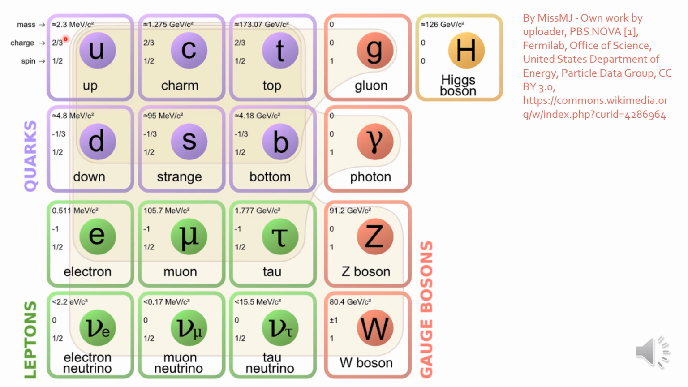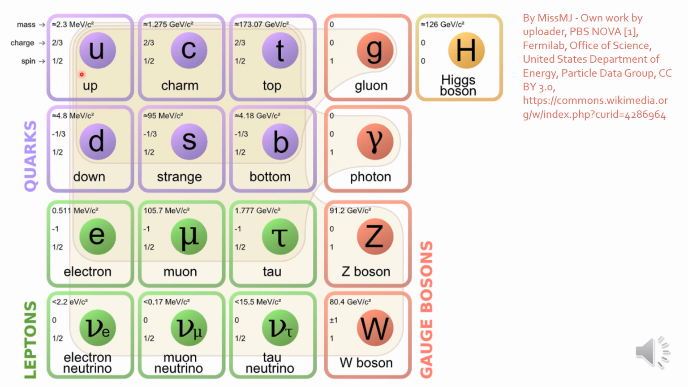Then we have our charge. This is just like protons and neutrons. They have charge. Well, a neutron doesn't, it's neutral, but the charge here we can see for the up quark is plus 2/3, and for the down quark it's minus 1/3. Now spin is something slightly different. We're not actually going to get onto that in this video. So what we're really going to be looking at is the charge and the mass.